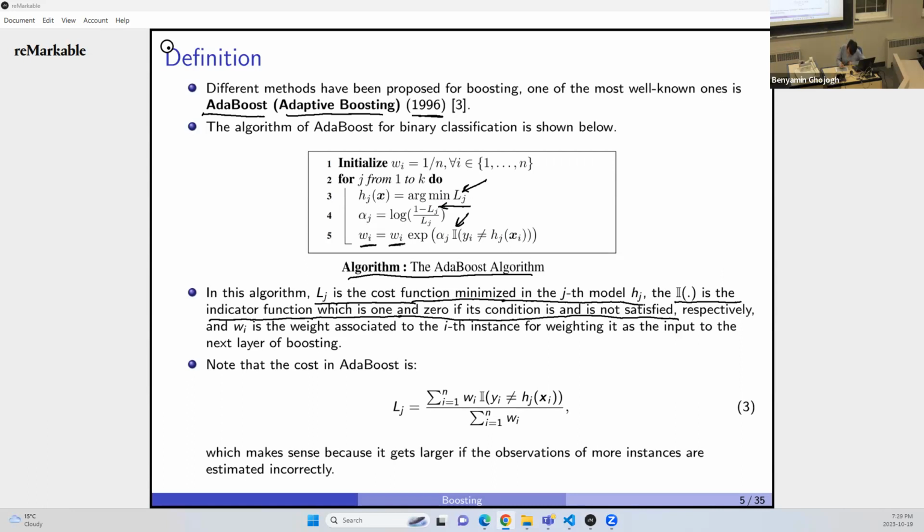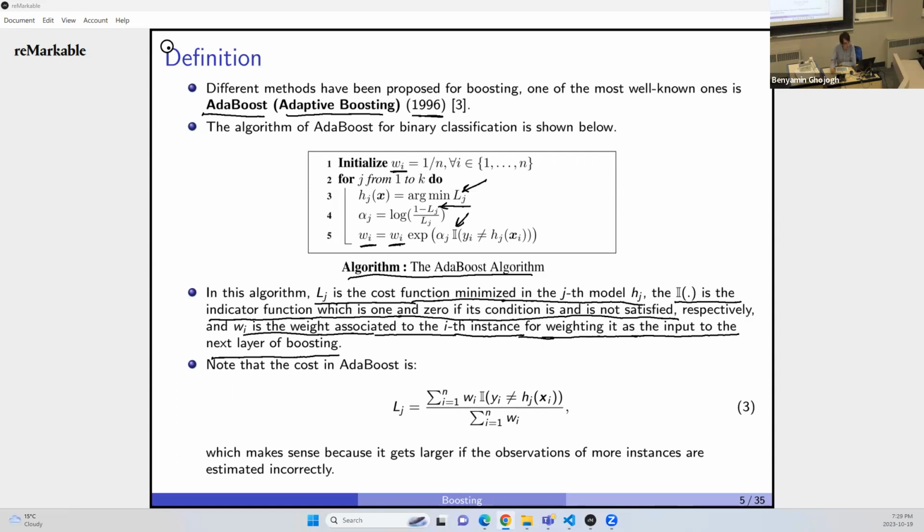WI, which is here, also here, is the weight associated to the ith instance for weighting it as the input to the next layer of boosting. Do you remember I said we weight the data points, the data instances? If one model works poorly on some data points, we should weight them more for the next model, right? And WI is the weight for the ith instance, ith data point. So i goes from 1 to n. N is the number of data points, okay?